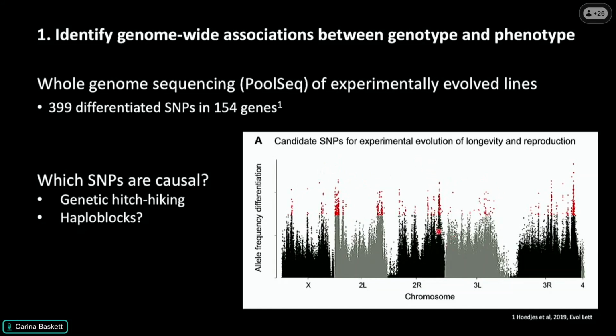But this raises the question, okay, what is going on there? There seem to be multiple regions that are involved. We expected this to be a polygenic trait, but then what in these peaks is really interesting? There's probably some form of genetic hitchhiking. Should we just consider each peak as a haploblock, or can we say something about what is in these blocks?